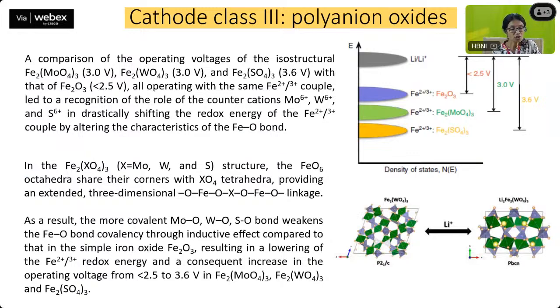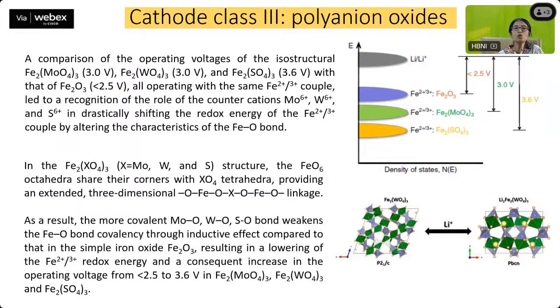So in the case of this iron molybdate, tungstate, and sulfate structure, the FeO6 octahedra share their corners with the molybdate or tungstate or sulfate tetrahedra, providing an extended three-dimensional O-Fe-O-X-O-Fe-O linkage. As a result, the more covalent molybdenum-oxygen or tungsten-oxygen or sulfur-oxygen bond weakens the iron-oxygen bond covalency through the inductive effect, compared to that in a simple iron oxide, that is, Fe2O3.